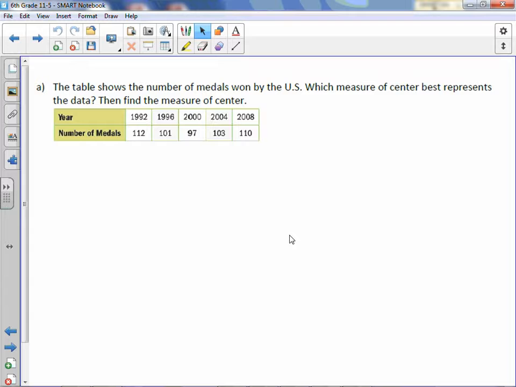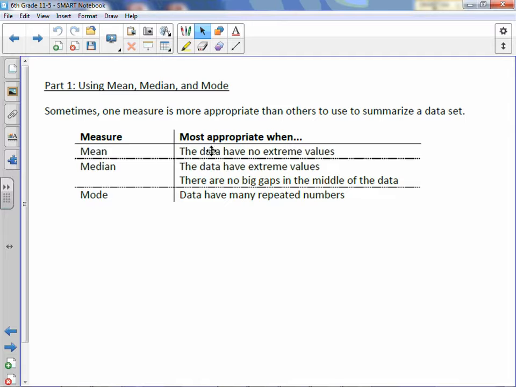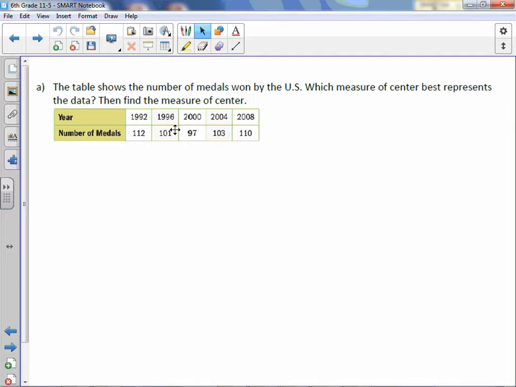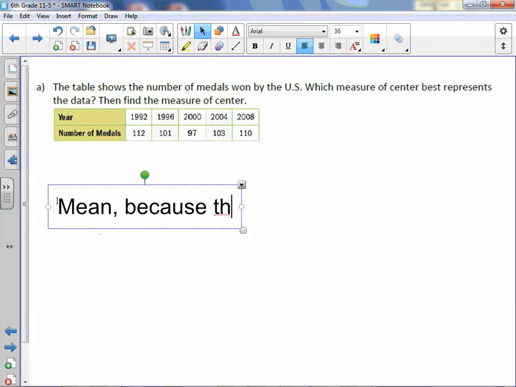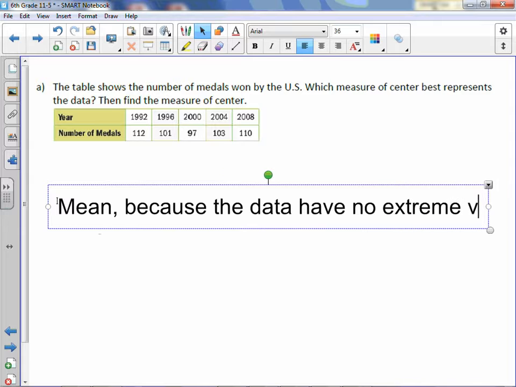The table shows the number of medals won by the U.S. Which measure of center best represents the data? Then find the measures of center. So it looks like we do not have any outliers or extreme values. So because of that, I'm going to go straight for mean. There are also no repeated numbers, so mean is our choice. So we're going to choose mean because the data have no extreme values.